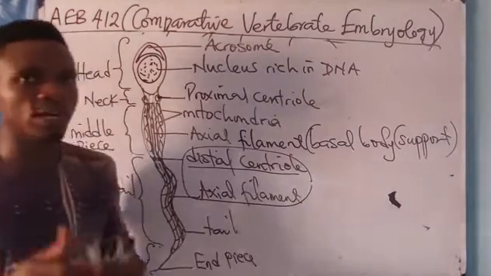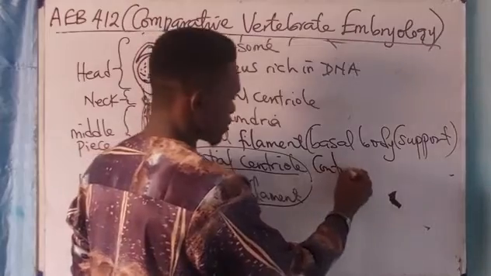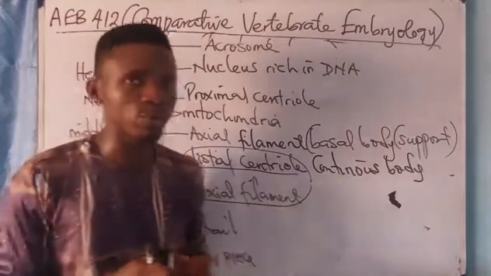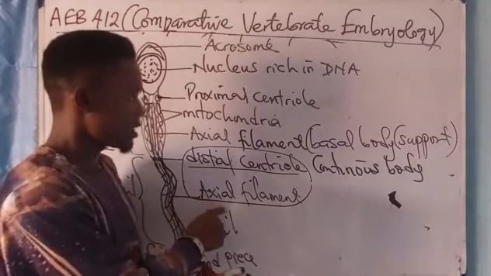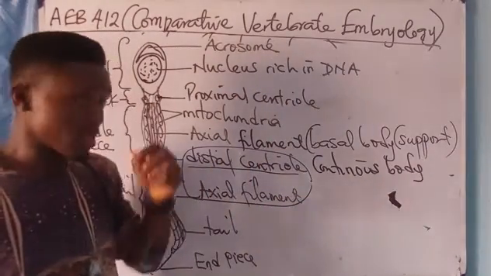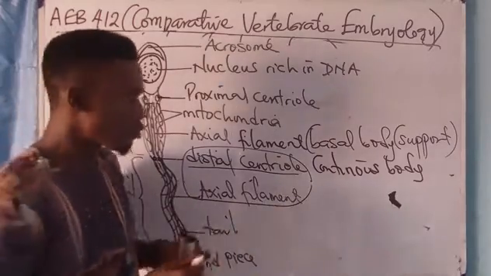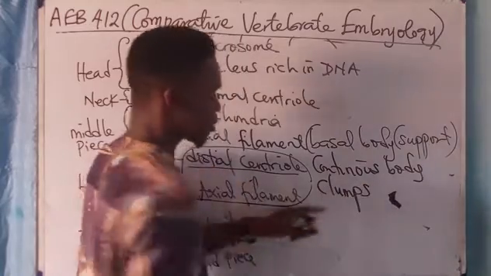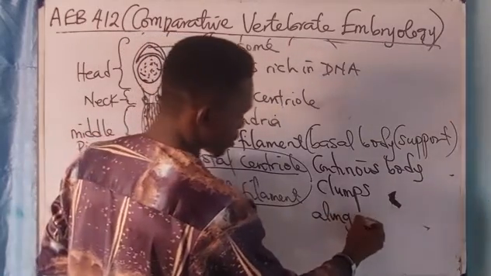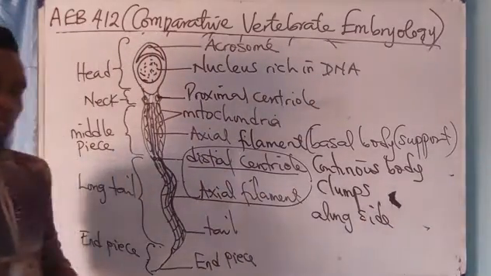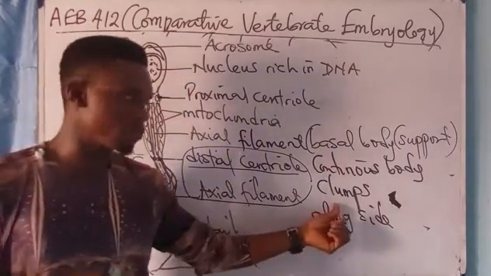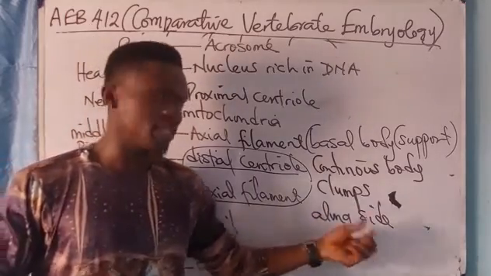In some animals, the mitochondria fuse to form a continuous body round the axial filament. While in some other animals, the mitochondria will form clumps. These clumps produced by the mitochondria are arranged alongside the axial filament, while in other animals they are just found surrounding the axial filament, while some are found as clumps alongside the axial filament.